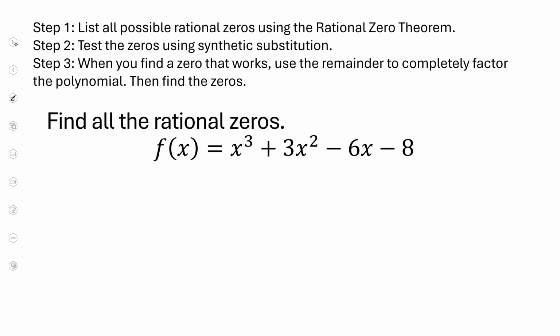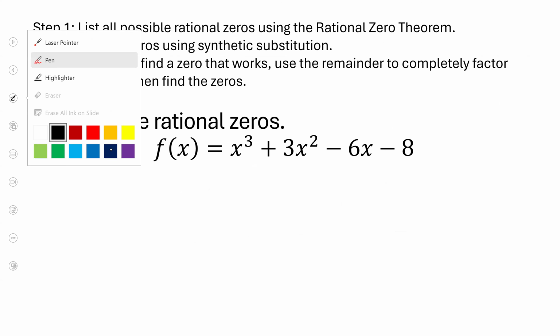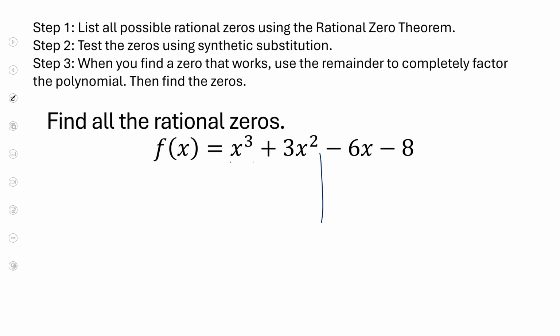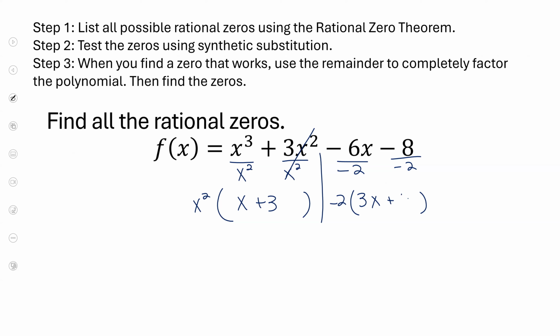Okay, so let's put this into practice. First, let me just show you something. If I try to factor this, I would divide these both by x squared. So x squared is on the outside. What's left over is x plus 3. On this side, I can divide both by -2. So I'm left with 3x plus 4. Notice these do not match. So factoring did not work. Regular factoring did not work.